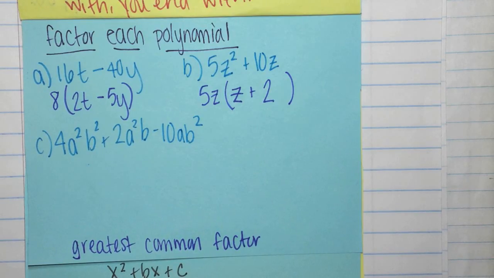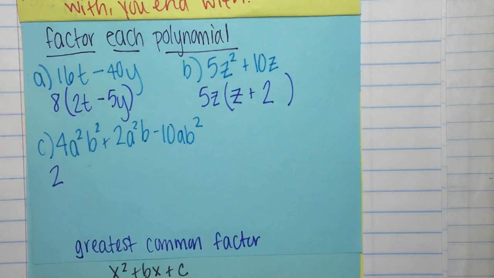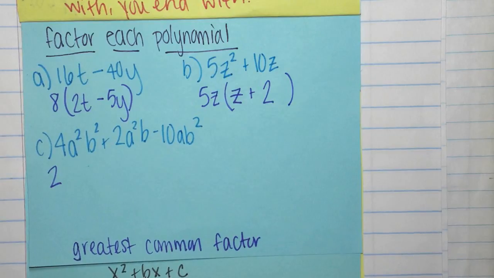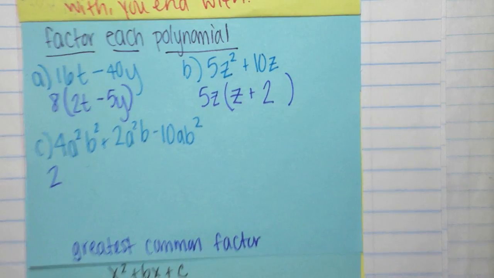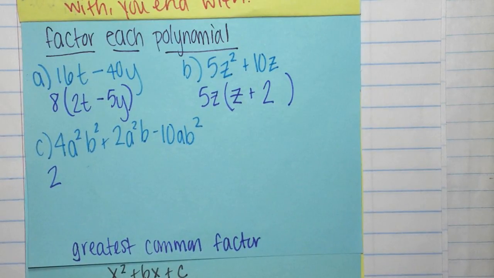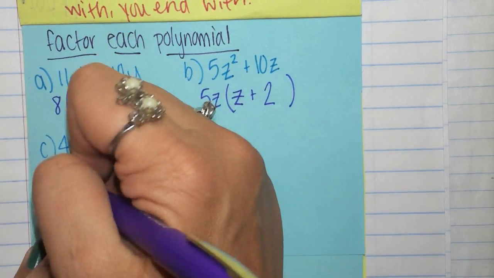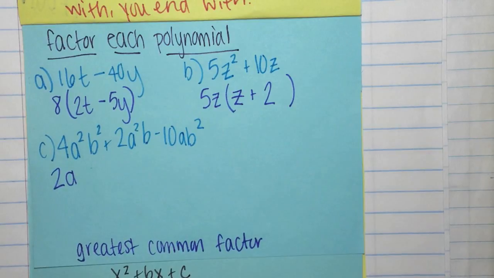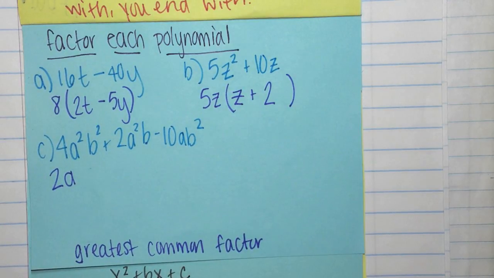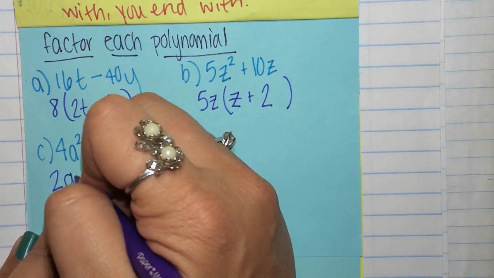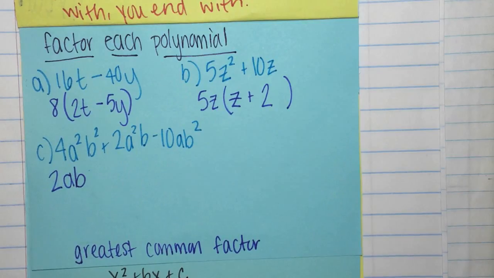Alright, what's the biggest number that goes into 4, 2, and 10? 2. Woo! Look at us go. Now, do all 3 terms have an a in common? Yes, so that means we're going to divide out an a. What is the smallest a? 1. Alright, everybody bring out 1a. Do all 3 terms have a b in common? Alright, what's the smallest one? 1. So everybody bring out a b.